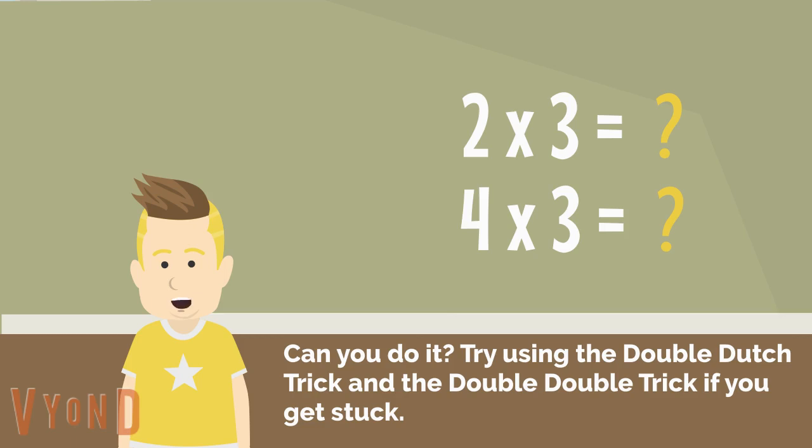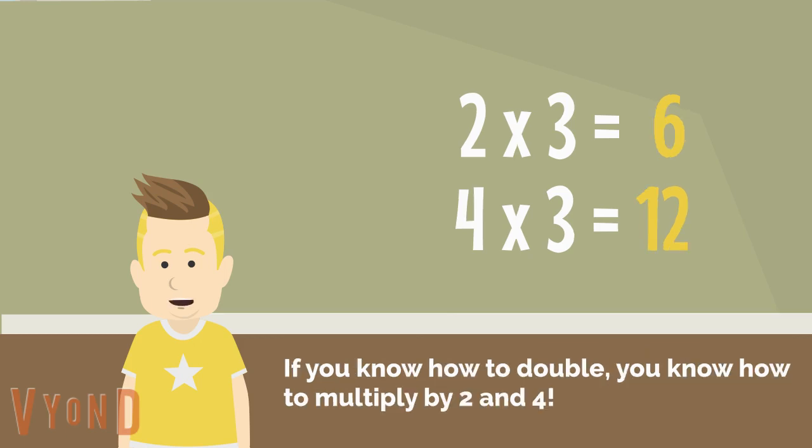Let's see how well you know this. I'll give you a moment. 2 times 3 means, you double 3 one time to get 6. And 4 times 3 means, you'll double 3 to get 6, and then double 6 to get 12.